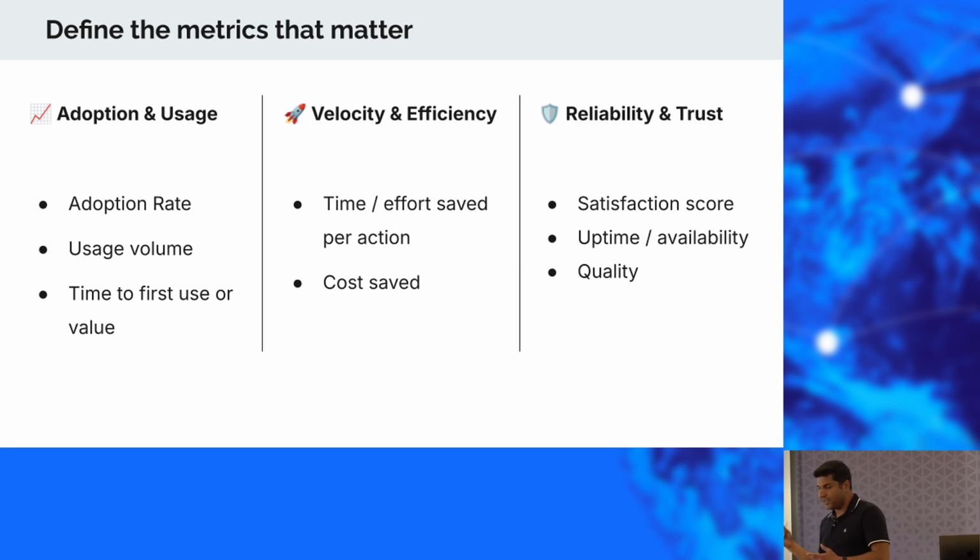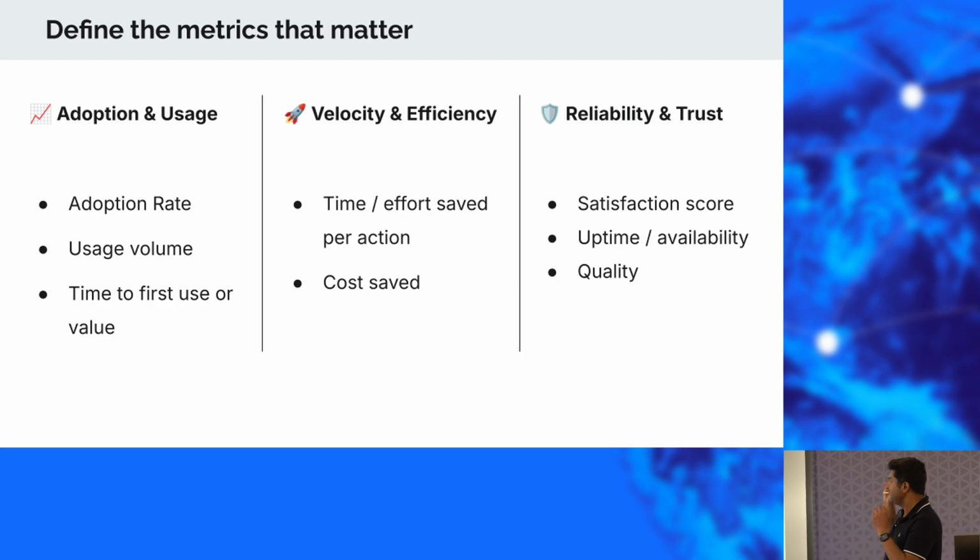The way I think about it, again, like this might be a theme, is there are a few metric categories that might be useful for platforms. But again, this is by no means supposed to be a fully exhaustive list. Let's start with the left item here. Adoption and usage. This can be things like adoption rate, usage volume, or time to first use.